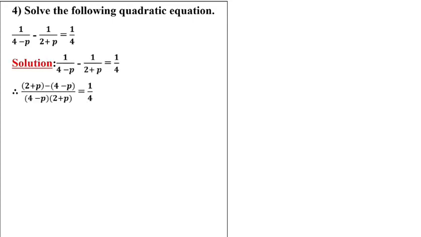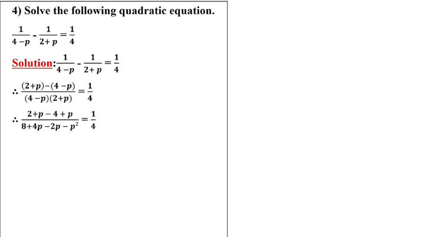Now we will do the cross multiplication. 1 into 2 plus p, 4 minus p into 1. So cross multiplication we will do. So what we get? 2 plus p minus 4 minus p upon denominator we will multiply. 4 minus p into 2 plus p equal to 1 upon 4.